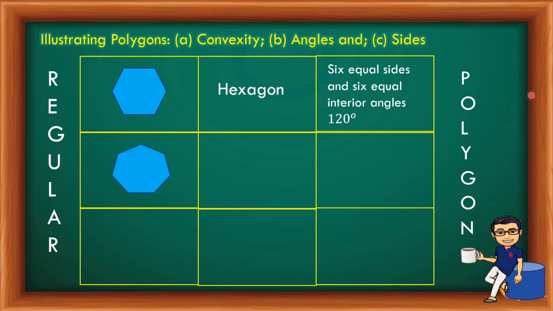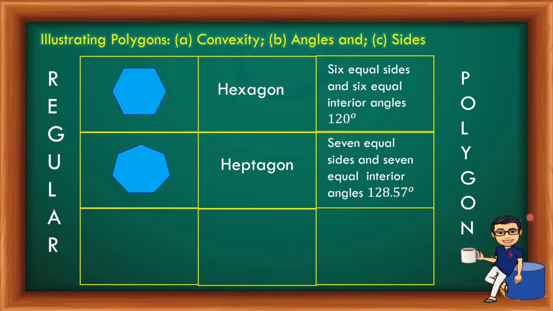Let's have another one. We have this one. We call that as heptagon. Bilangin natin. 1, 2, 3, 4, 5, 6, 7. So, 7 sides. So, ibig sabihin, 7 equal sides and 7 equal interior angles, which is 128.57 degrees. So, ibig sabihin, dapat itong mga angles na to, 128.57 degrees.